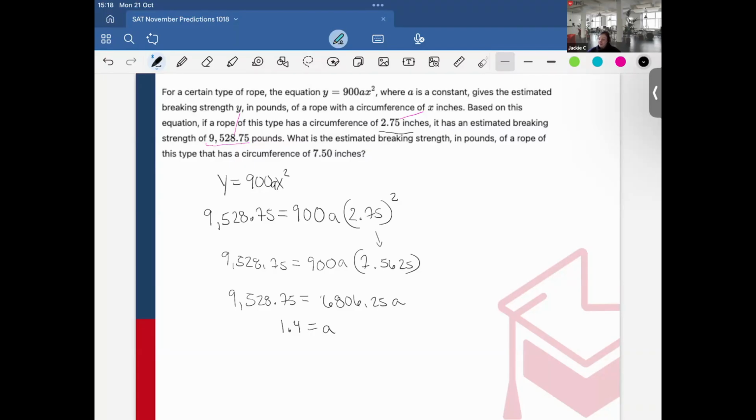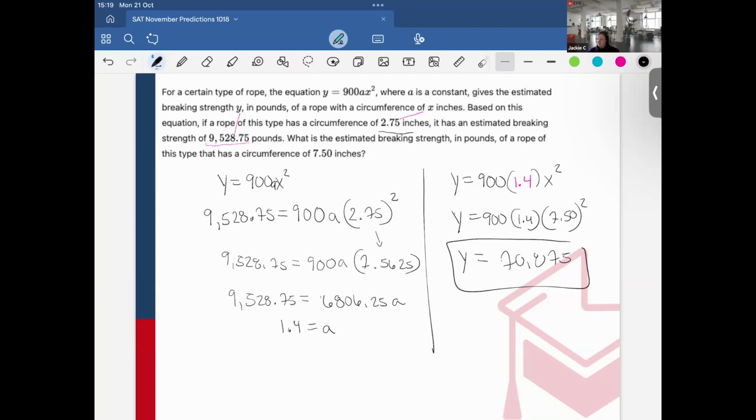Okay, so now I use this information and I go back and plug that in for the a value. So this would be 1.4 now multiplied by x squared. I'm trying to find the breaking strength. Then I just do y equals 900 times 1.4 multiplied by 7.5 squared inches, which gives me precisely, well, let's see. Oh my goodness, 70,875. And that would be our answer.